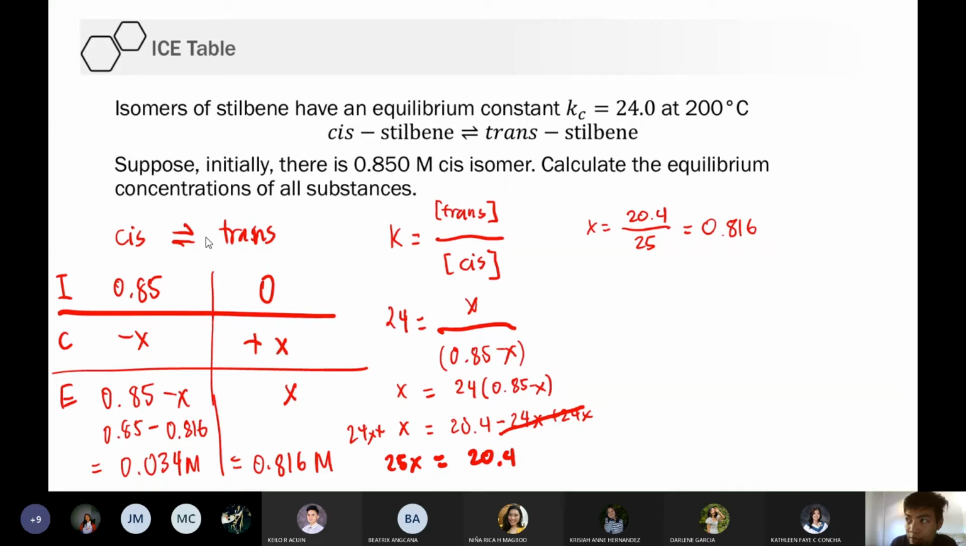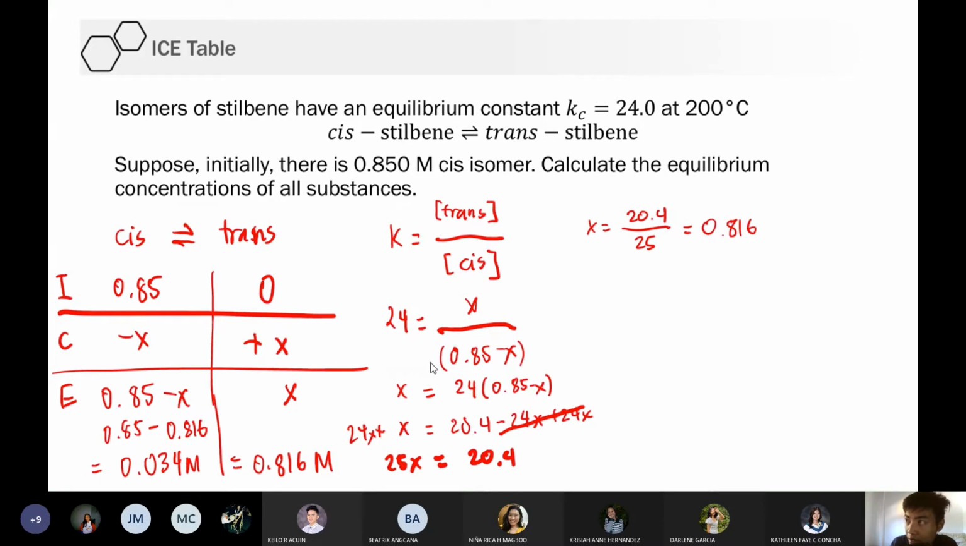Also, if you have coefficients, you include them in your change expression. Suppose we have a coefficient of 2, then the change will be negative 2x. If your product has a coefficient of 3, then the change must be positive 3x, because we still follow the law of conservation of mass here. For the equilibrium row, you just add I and C. Add this with this, you get 0.85 minus X. Add this and that, you get X. Whatever your E is, you plug it into the K.